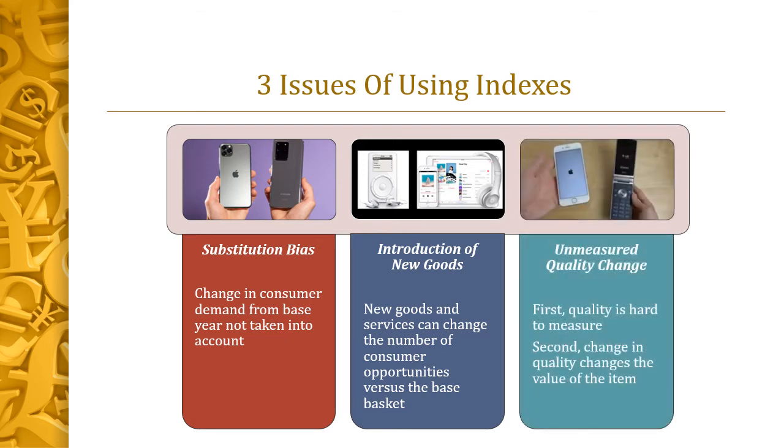And thirdly is basically this unmeasured quantity or quality change. First of all, quality is hard to measure. What one person considers to be high quality, another person considers to be something different. Also, how much value is actually changed based on that quality. Now, in this case, I'm using the example of flip phones versus the iPhones, or smartphones, I should say. Flip phones are not seen as having the same quality as the new smartphones are.